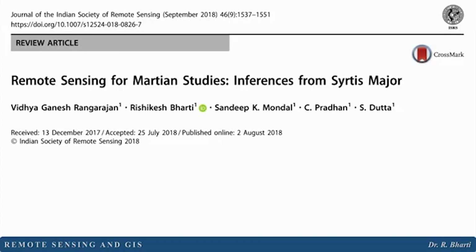So this is the background of Mars, why it is important. Since this is one of the planets in our solar system, it is very important to study it, to understand the evolution of the solar system as well as the evolution of Earth. Now I am going to explain this particular work where we have used remote sensing, in particular hyperspectral remote sensing, for Martian studies. Here we have considered Syrtis Major as our study area.